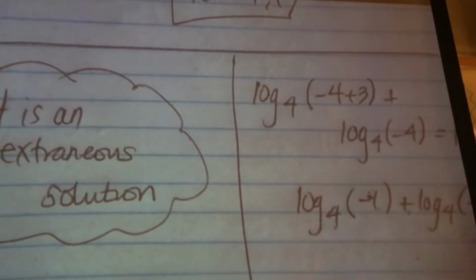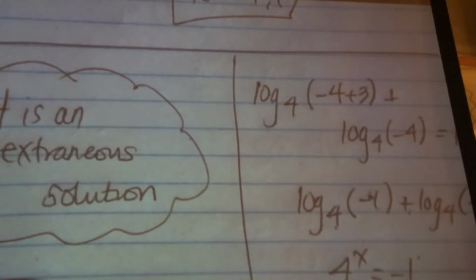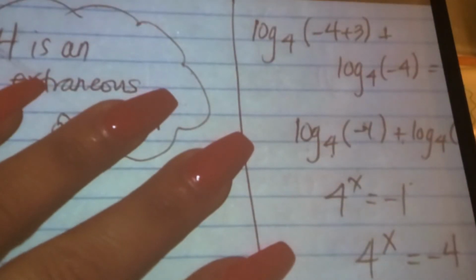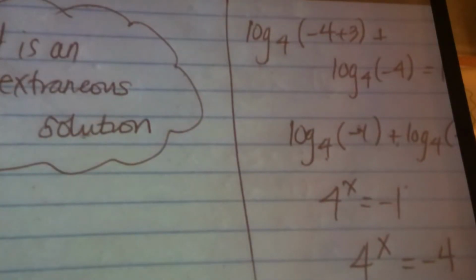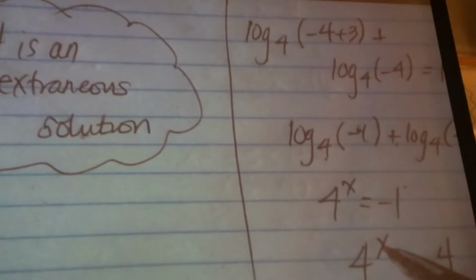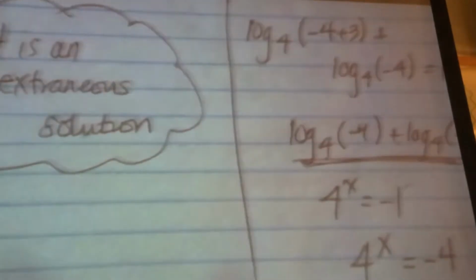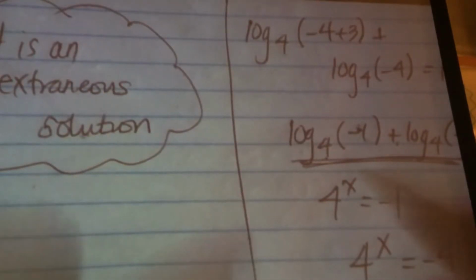Log base 4. 4 to what power gives me negative 1? Nothing. How about this one? 4 to what power gives me negative 4? Nothing. Not even a negative number? No. What happens if you put a negative in the exponent? What's 4 to the negative 1? That's 1/4. That's not negative 4. So the error is the fallacy in the mathematics. That's why it's called extraneous. There's just no possibility here.